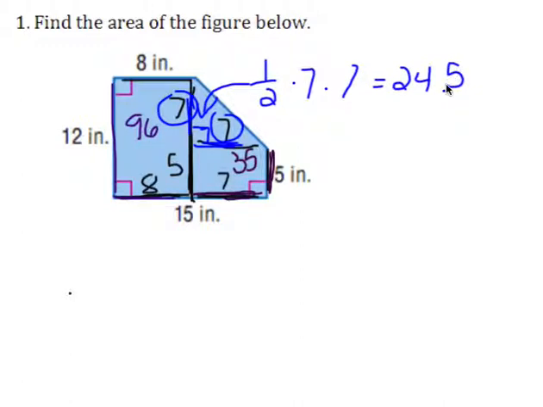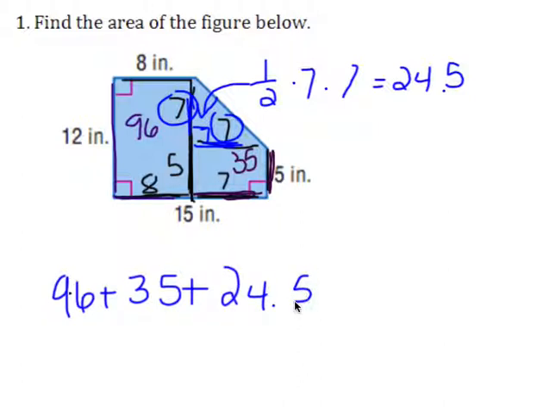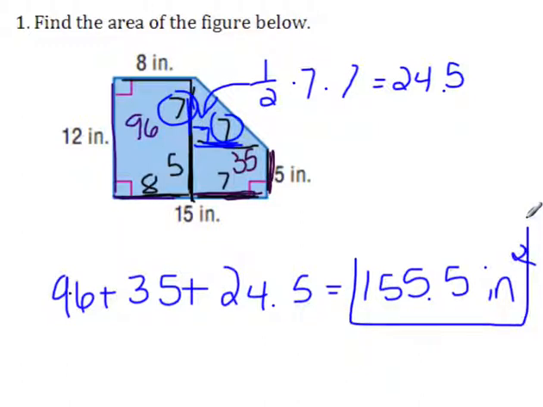So now for me to get the entirety of the composite figure, I need to add all those values. So 96 plus 35 plus 24.5. That's how I'm going to get each of those pieces. And then when you calculate that out, you end up getting 155.5 inches squared. Okay, remember that it's always inches, and you take it and you square it whenever we're talking about an area. So that's for the entirety of that figure. So that's your final answer for number 1.